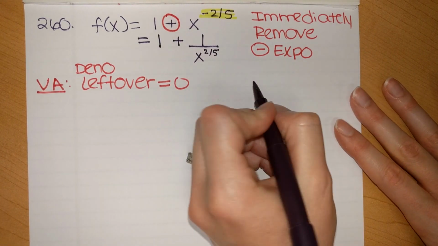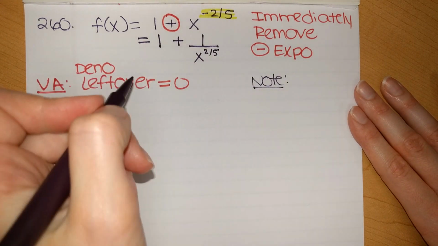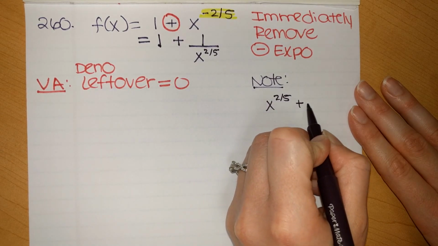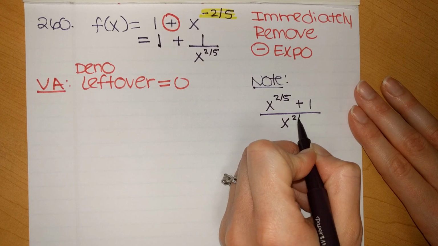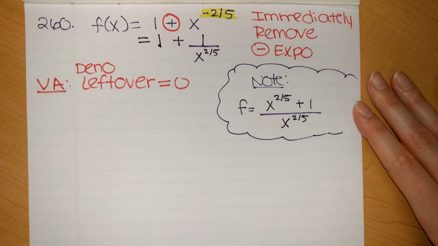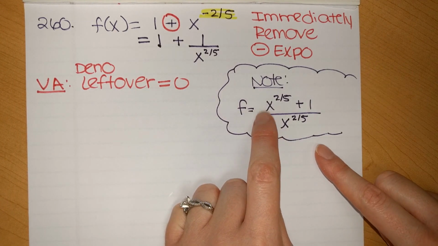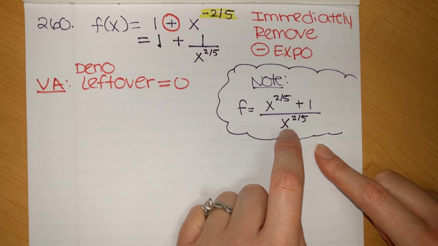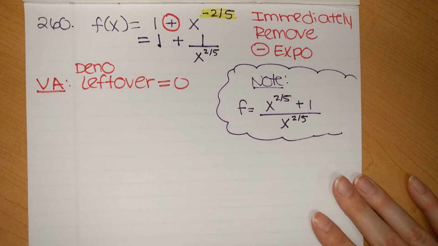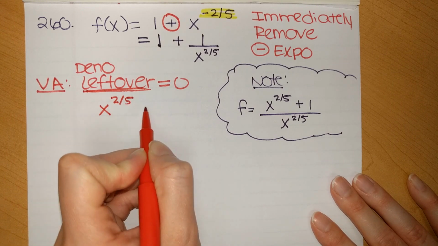Now, I do want to just note really quickly here that if you were to come up with a common denominator, you would multiply this by x to the 2/5, and then you could also write the function as follows. Now, this is just a side note because it's not really going to matter at the end of the day, because even if I were to get a common denominator, I would not have this x to the 2/5 canceling out with this x to the 2/5 because of that plus sign. So common denominator or not, our leftover denominator is going to be x to the 2/5 power.